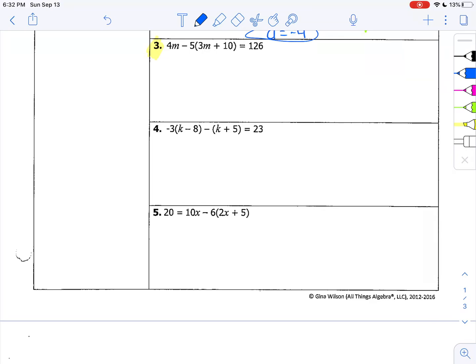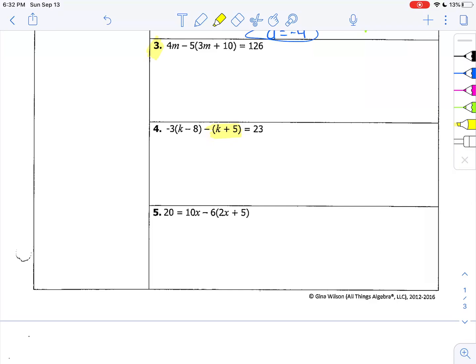Number 4, you can see we have 2 sets of parentheses. So I wanted to look at this problem with you for 2 reasons. One of those reasons was because it has 2 sets of parentheses, so we're going to have to distribute twice. The other reason is that second set of parentheses, the number directly in front of that parentheses, there's not really a number there, there's just a minus sign.